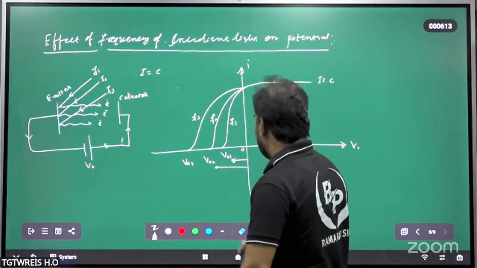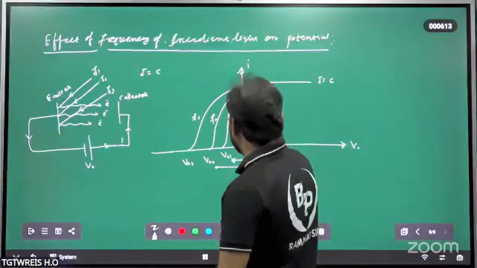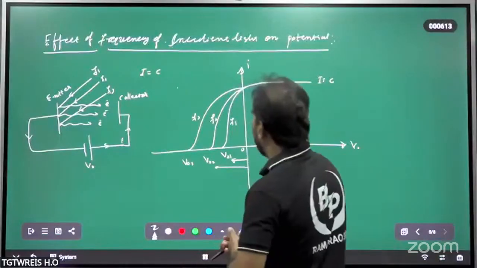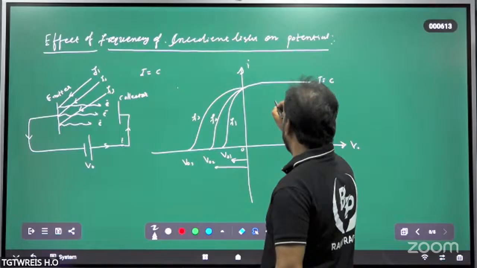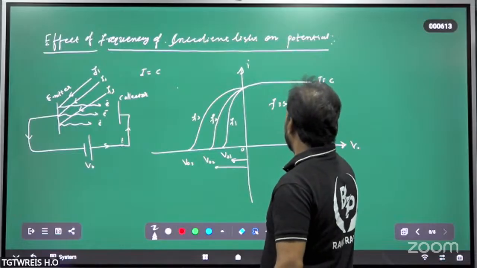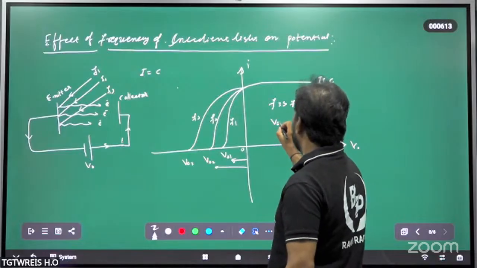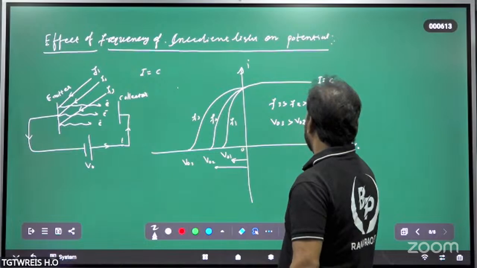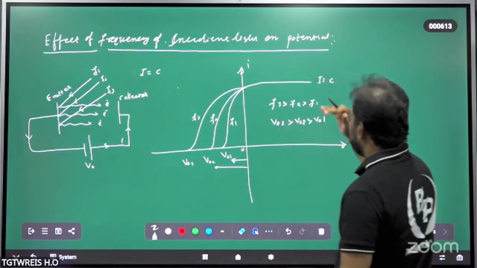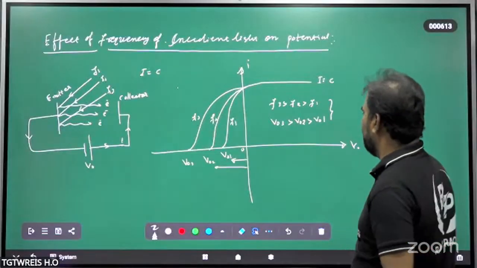Different frequencies are having different stopping potentials here. Different frequencies of light have different stopping potentials. So from the graph, it is very clear that F3 is greater than F2, F2 is greater than F1, and V03 is greater than V02, V02 is greater than V01. So this is the relation between stopping potential and frequency.